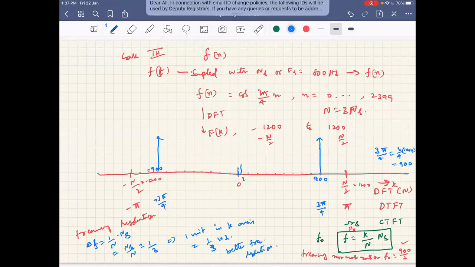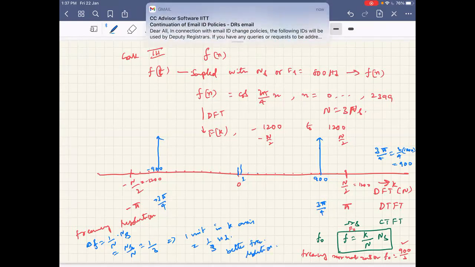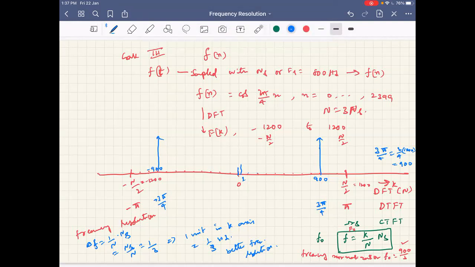This is the discussion on frequency resolution and frequency normalization. You can simply leverage this formula to frequency normalize the axis, changing from k to f. Also, you can use the frequency resolution with this formula, delta f equal to ns by n. So this directly you can use in your lab experiments.